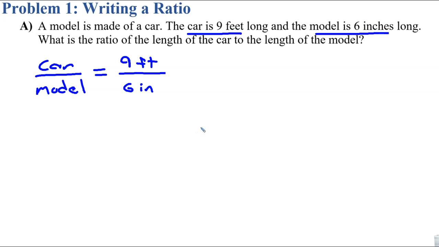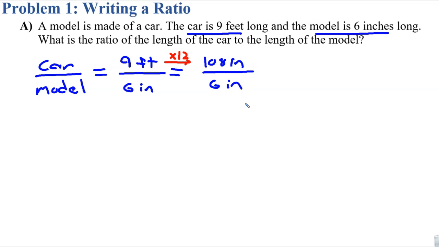So I have a ratio of their lengths, but the problem is since one measurement's in terms of feet and the other one's in terms of inches, if I reduce this fraction, it's really not going to make a lot of sense to me. Okay, it's not going to give me a meaningful number. So what I'm going to want to do is I'm going to either want to convert the 9 feet to inches or the 6 inches to feet. Either way will work. I'm going to do the 9 feet to inches just to keep all my numbers whole numbers here. And we can do that by multiplying by 12, because there's 12 inches in a foot. So that's going to give me 108 inches, all right, over 6 inches.